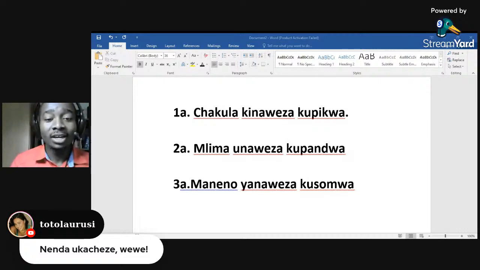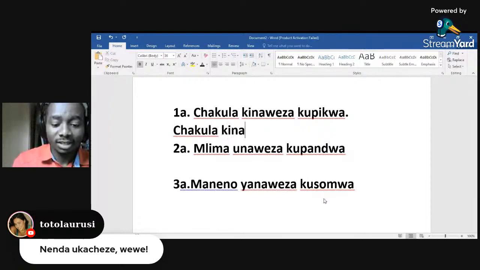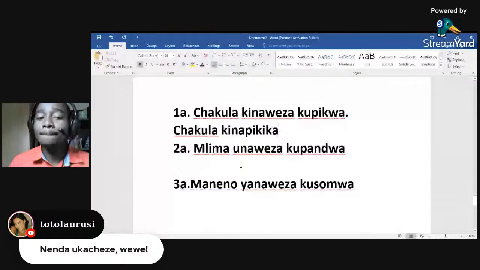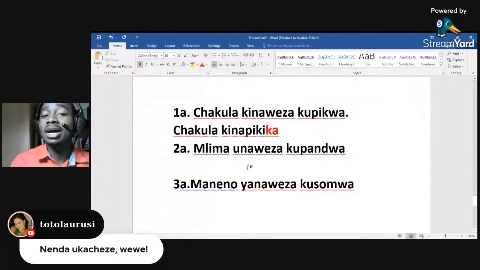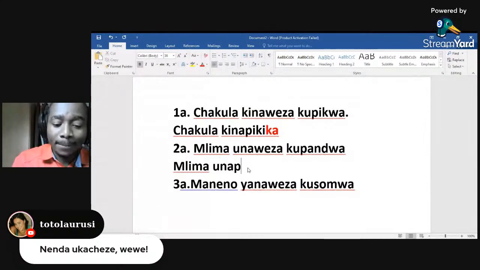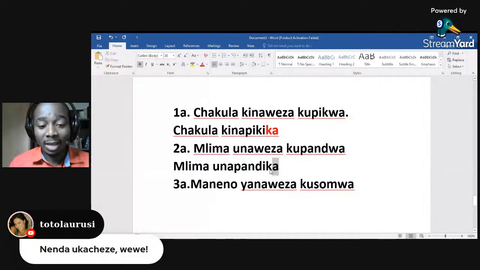The first sentence, chakula kinaweza kupikwa. The food can be cooked. So it is cookable. How do you say the food is cookable? You say chakula kinapikika. Mlima unaweza kupandwa. The mountain can be climbed. It means the mountain is climbable. Mlima unapandika. Sawa?